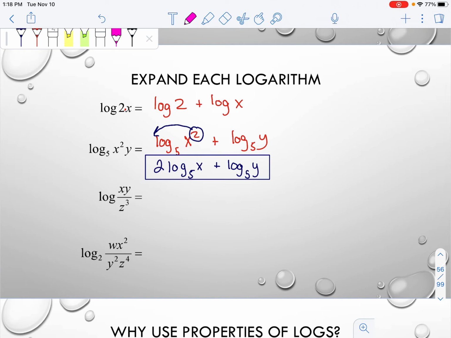Third one, we have log of x times y and then divided by z cubed. So we have 3 things. We're going to have 3 terms now. So let's do log of x. Because we're multiplying, we're going to add log of y. And then we're dividing, so we're going to subtract log of z cubed. However, I cannot have this exponent here. That needs to come down and become the coefficient. So the final expanded form is log x plus log y minus 3 log z.